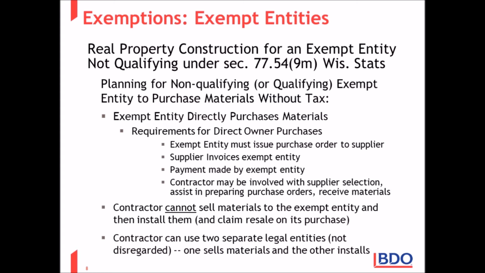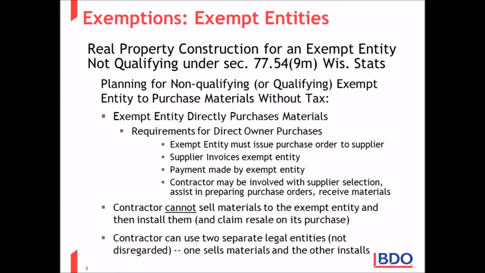And note that a contractor cannot sell the materials to the exempt entity and then install them. So you can't have two separate invoices and say, okay, well, I'm selling the materials and then I'm also installing them under two separate invoices. You can't do that and then claim resale in that situation. However, a contractor can use two separate legal entities, but you've got to be very careful here. You can have a disregarded entity, a single member LLC, where you've got one legal entity selling materials and the other installing those materials. But again, you've got to be careful. So I definitely say you have to be careful in those situations.